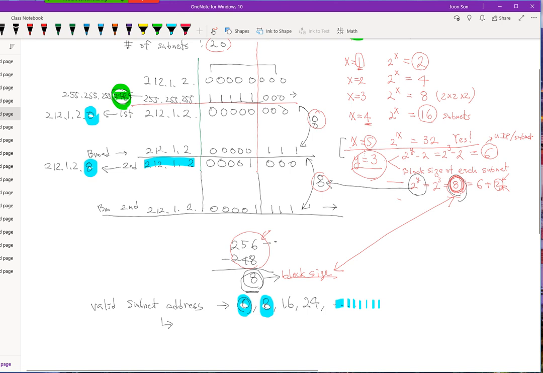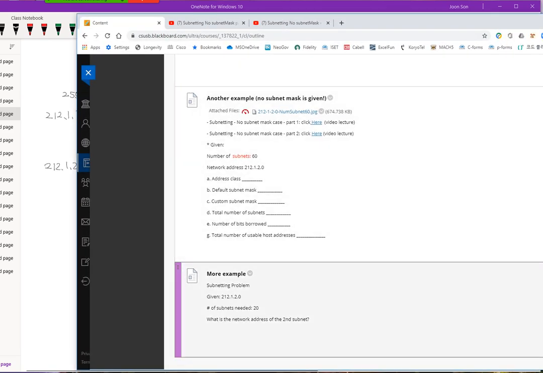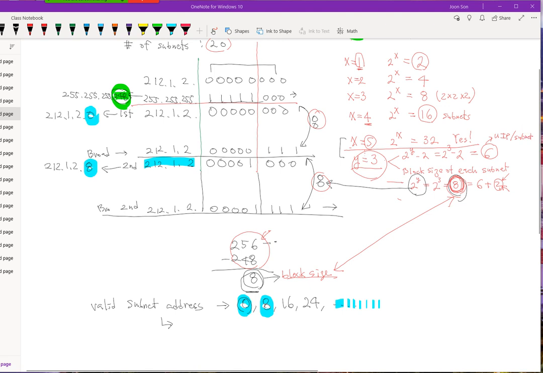Okay, let me see, the network address of the second subnet is 212.1.2.8. And in this problem, actually, I'm done. So I'm good. Okay, and then the broadcast IP address.